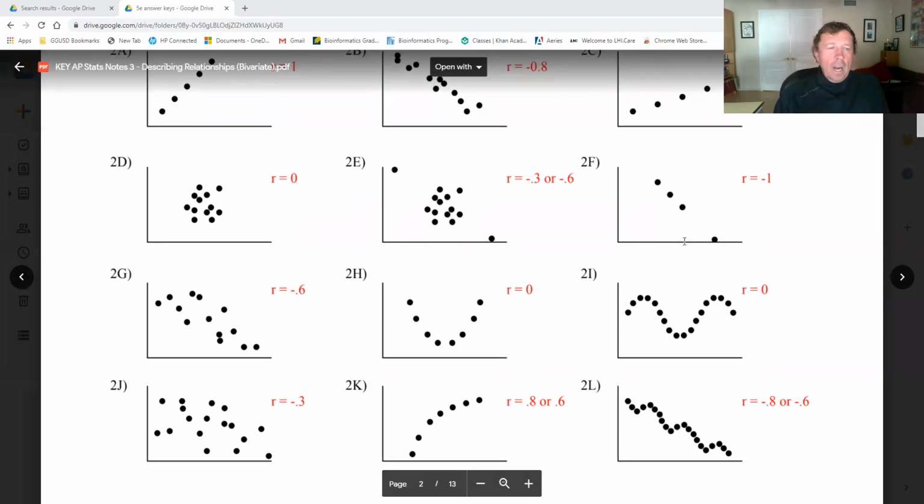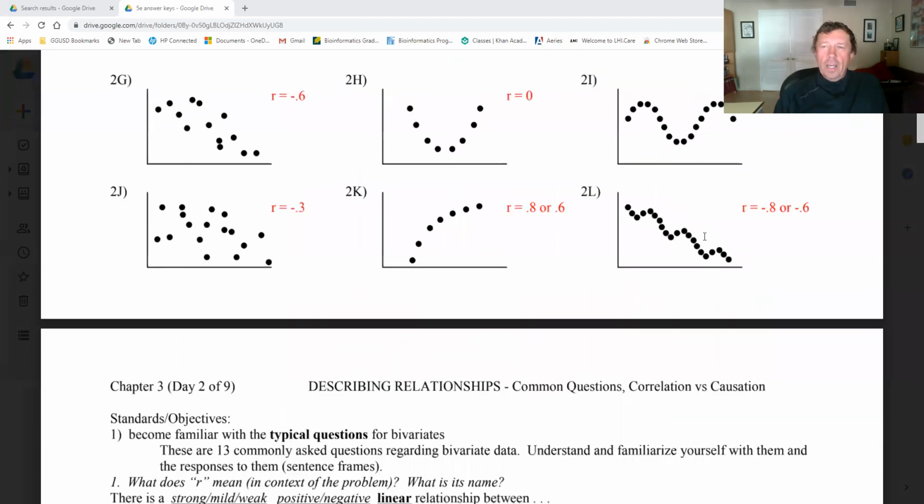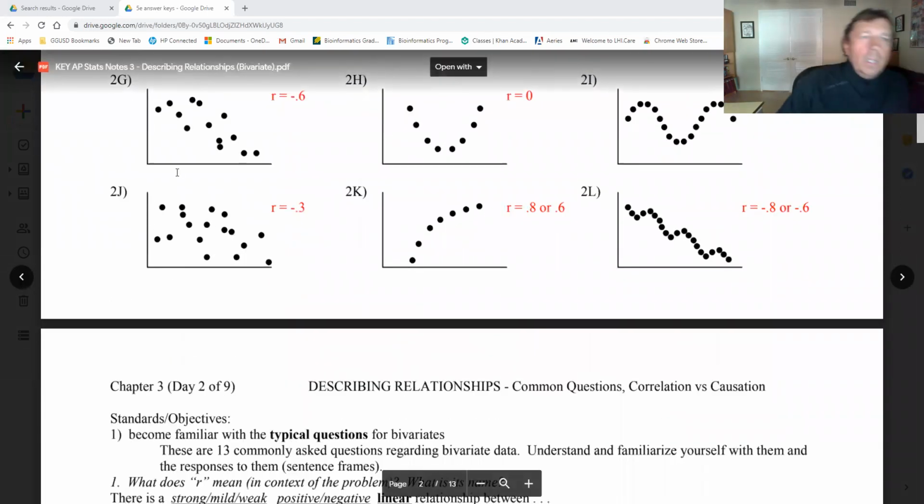All right. We got a few more. We're almost done. All right. So let's go to G right here. So with item G, there's a pretty good negative relationship here, okay? But it's not super strong. I would say it's moderate. So my sentence frame would be, there is a moderate negative linear association between X and Y, okay?